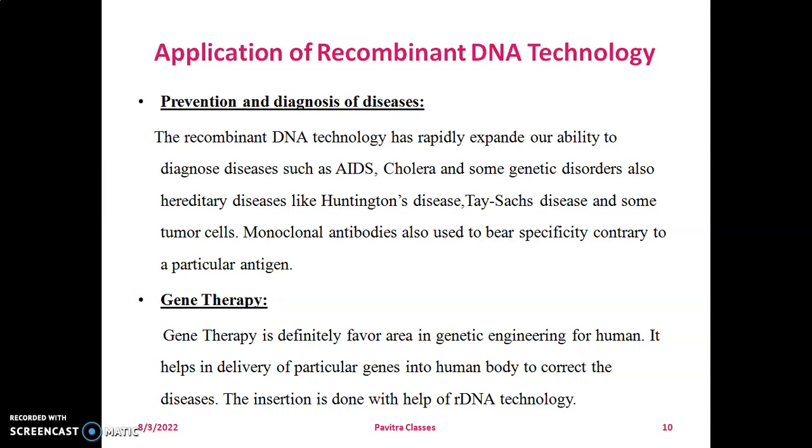The last application is gene therapy. Gene therapy is definitely a favorite area of genetic engineering for humans. It helps in the delivery of a particular gene into the human body to correct diseases. Some diseases can be corrected with gene therapy if there is any damage, by removing the diseased gene and delivering a healthy gene in its place. That insertion method is helped by the recombinant DNA technology.